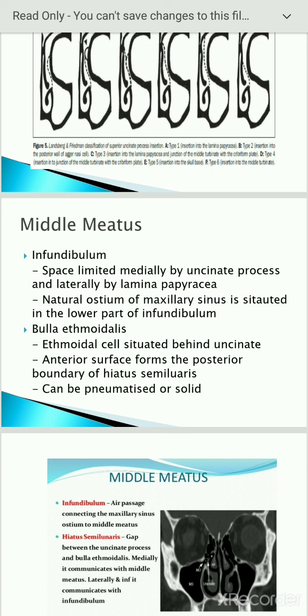Now we'll study about middle meatus. There are various structures in the middle meatus. First is infundibulum. What is infundibulum? It is a space limited medially by uncinate process and laterally by lamina papyracea or orbit.